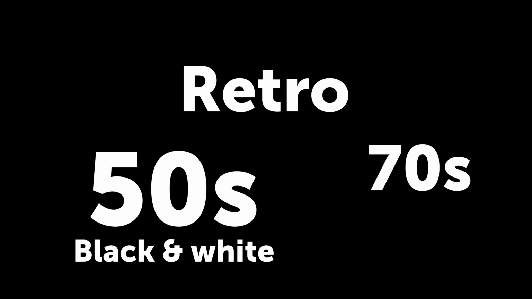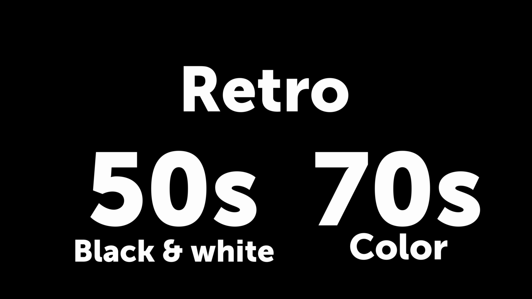Today, the word retro refers to sometime in the 50s, 60s, and 1970s, maybe even into the 80s, but that's stretching it a bit. So we're going to divide this period into two: the 50s, which is unique for its black and white photography, and then the 70s with the introduction of color photography. So let's take a look at the 1950s and what that style of black and white photography was like.